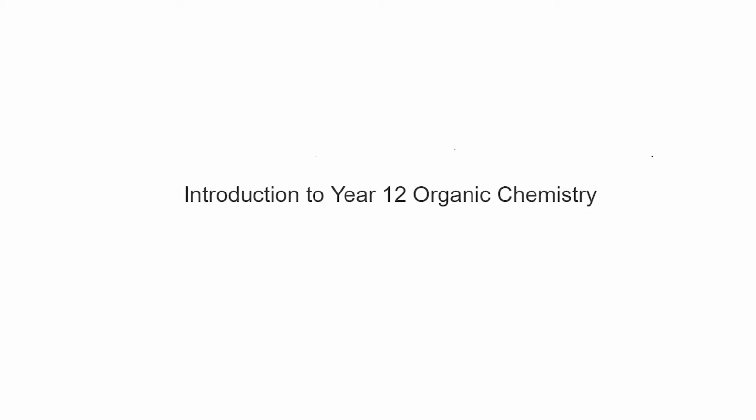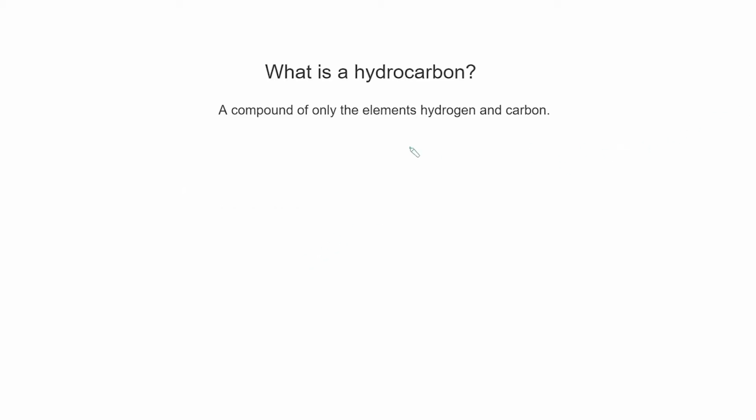Let's jump right in and start by mentioning an idea introduced in GCSE, a hydrocarbon. A hydrocarbon is simply a compound made of only the elements carbon and hydrogen. Let's write an example of the molecular formula of a hydrocarbon. This is the molecular formula of butane.